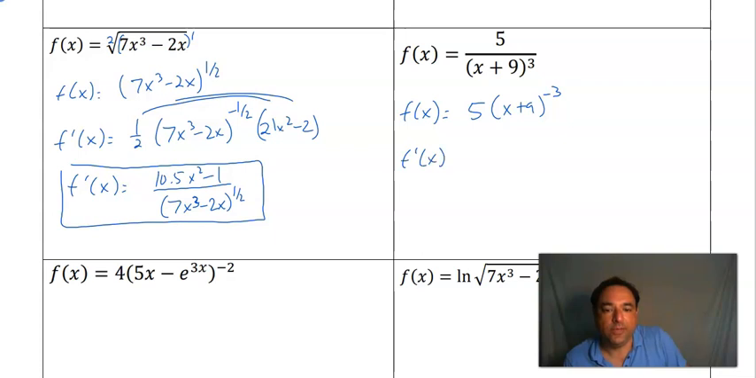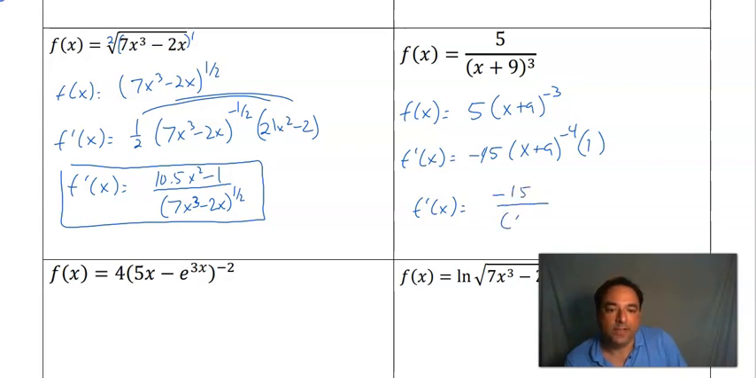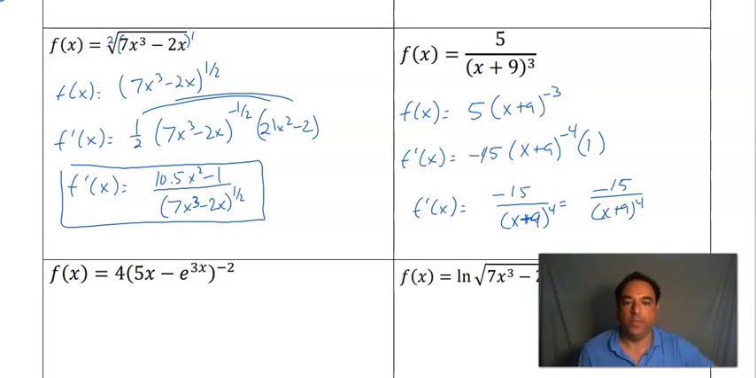Then when we take the derivative of that, negative 3 times 5 is negative 15. Inside stays the same, x plus 9, negative 3 minus 1, be careful, is negative 4. And then the derivative of the inside, derivative of 1x is 1, derivative of 9 is 0. So to clean that up, that would become negative 15 times 1 is negative 15. I can move that x plus 9 to the denominator and raised to the positive 4. So again, that'd be negative 15 over x plus 9 raised to the positive 4 would be your final answer there.